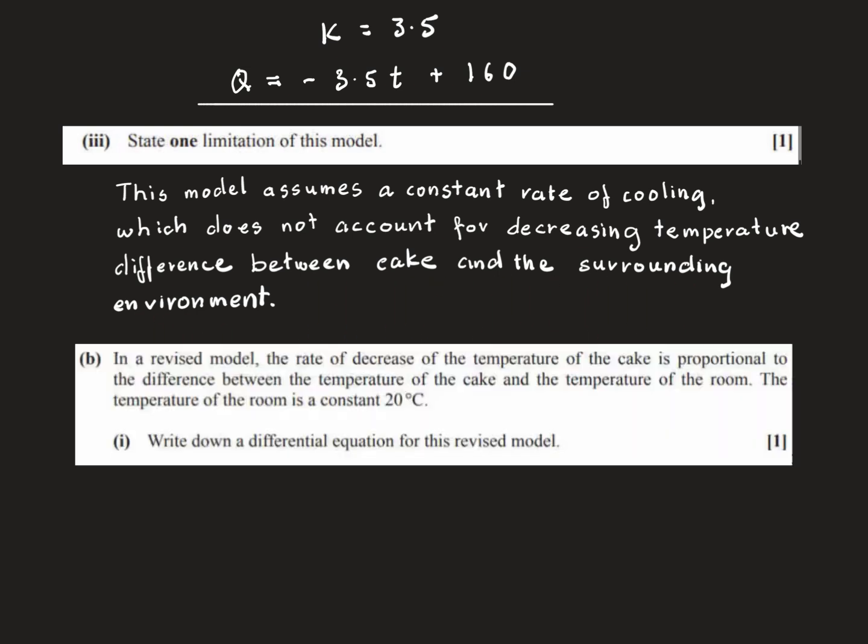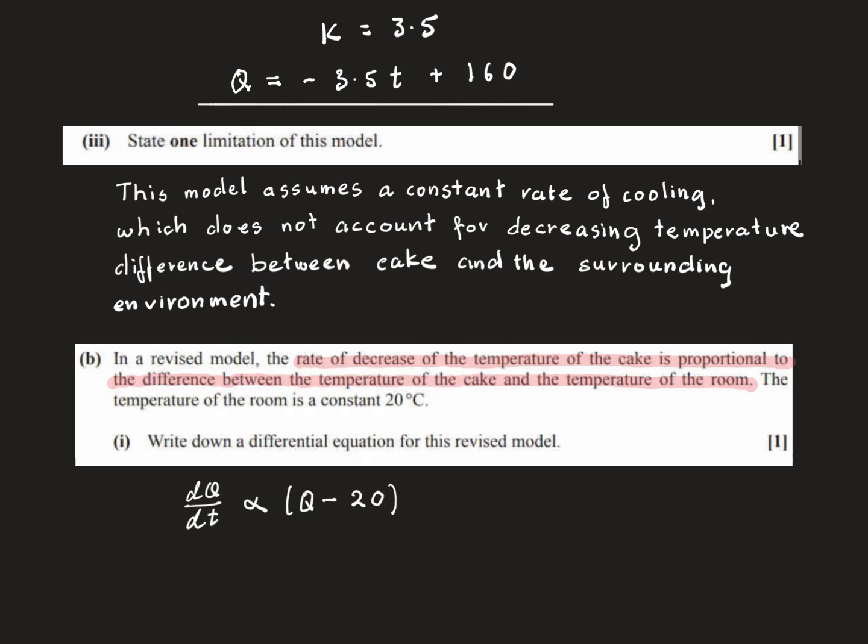In a revised model, the rate of decrease of temperature of the cake is proportional to the difference between the temperature of the cake and the temperature of the room. And the temperature of the room is said to be a constant 20 Celsius. So we're going to write another differential equation for this revised model. So now our differential equation, d theta over dt, is proportional to the temperature minus that 20 degrees Celsius.